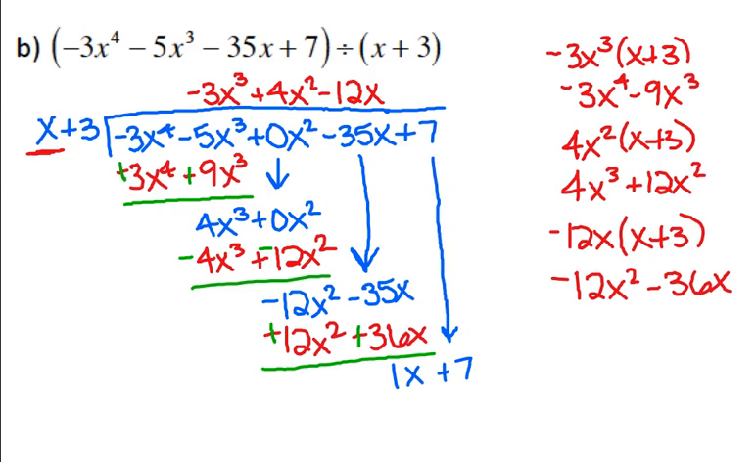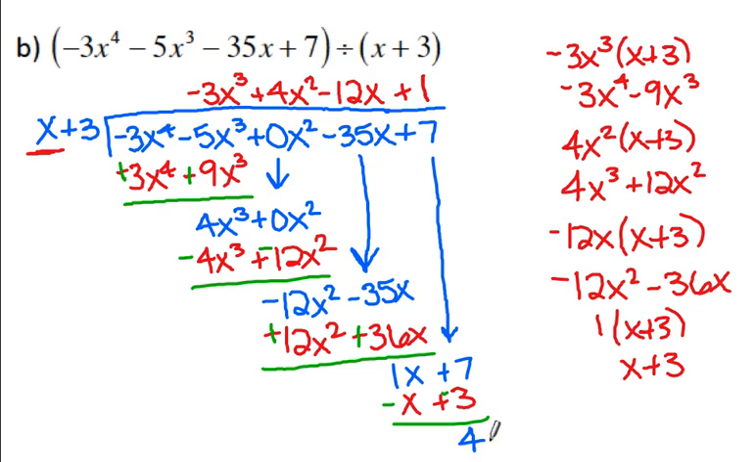And now what times x gives you x? That one should be easy. That's just 1. So I have 1 times x plus 3, which gives me x plus 3. Draw my line, change my signs, and this time I have a remainder. Okay, so it didn't work out nicely where you had a 0.